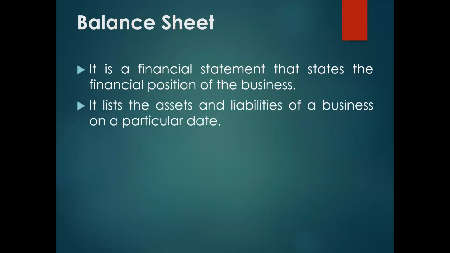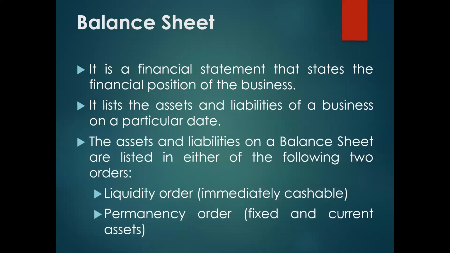The second point is that it lists all the assets and liabilities of a business on a particular date. All the assets and the liabilities are listed in credit and debit columns, and the assets and liabilities on the balance sheet are listed in two orders: liquidity order and permanency order.